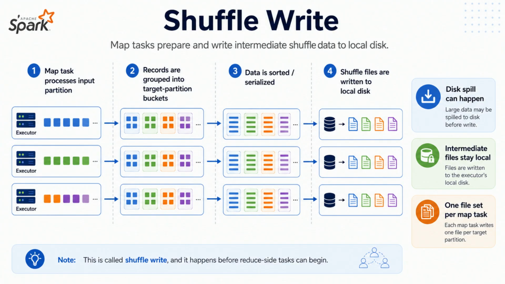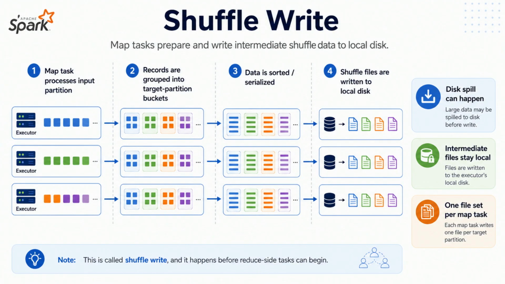Each bucket corresponds to one target reduce partition. This grouping ensures that all data destined for a particular reduce task is collected together, making it easier to handle during the next steps. After that, Spark sorts and serializes the data. Sorting is important because it ensures that the data is in the correct order for the reduce phase. Serialization, on the other hand, converts the records into a format that can be efficiently written to disk and transferred over the network later. This step is essential for optimizing both storage and data transfer.